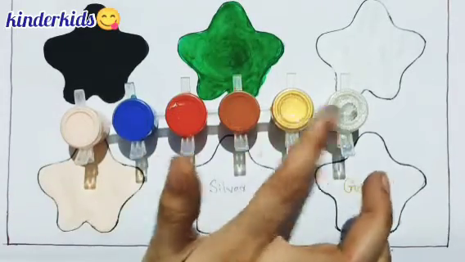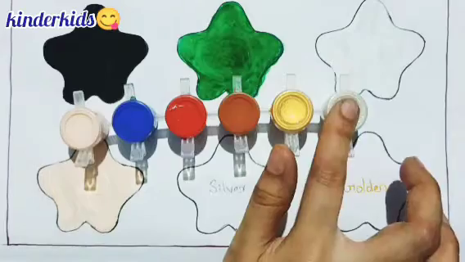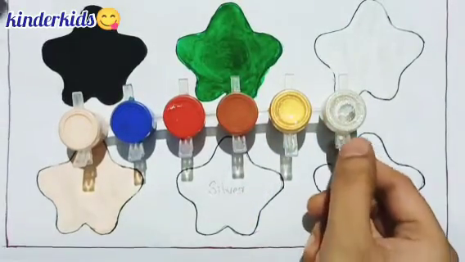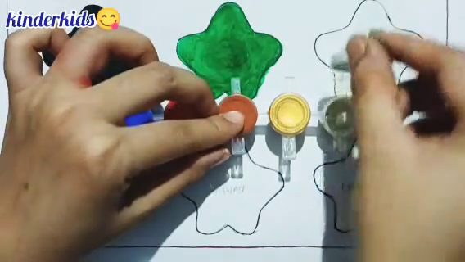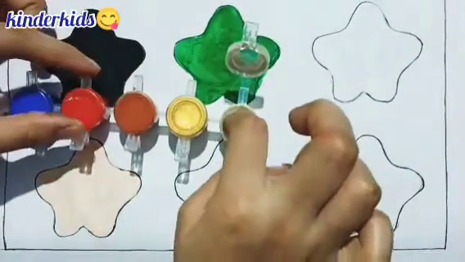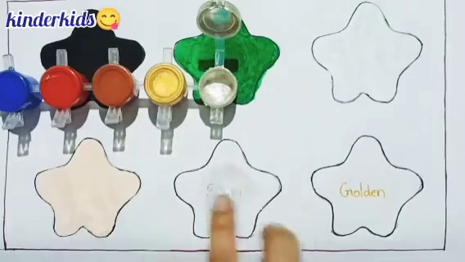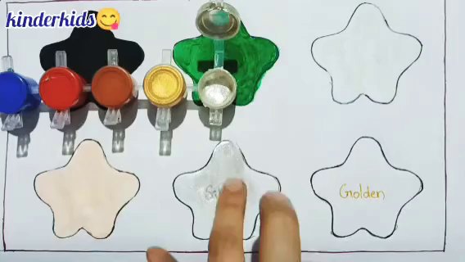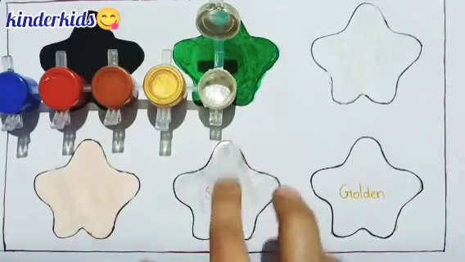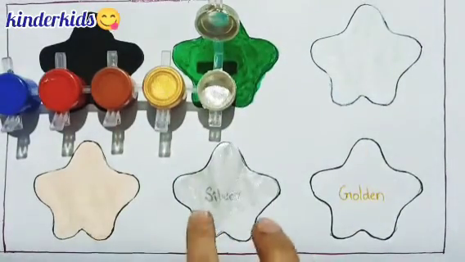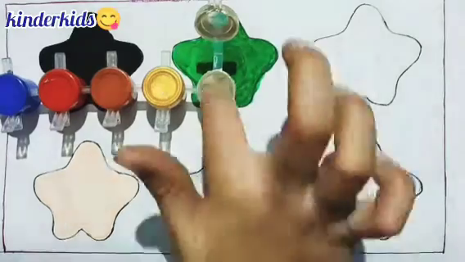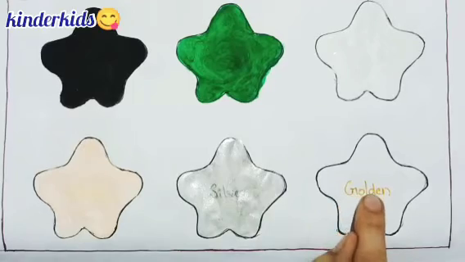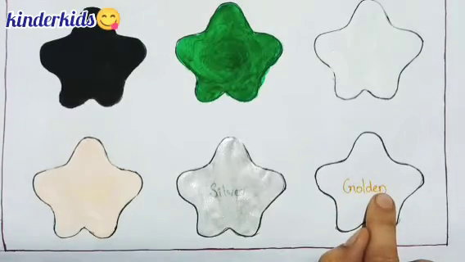Silver color, where are you? Here I am, you can use me. So let's open it. Let's start coloring silver color, where are you? Here I am, you can see me. This is silver color. Next, G-O-L-D-E-N, golden.